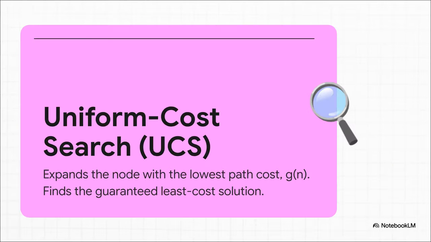So for this, we bring in the Economical Explorer, Uniform Cost Search, or UCS. This algorithm completely ignores how many steps it's taking. Instead, what it does is, it always looks at all the paths so far and asks, which one is the cheapest so far? It keeps a running total of the cost for every path, and it always chooses to explore the one with the lowest price tag, which guarantees it finds the cheapest overall solution.